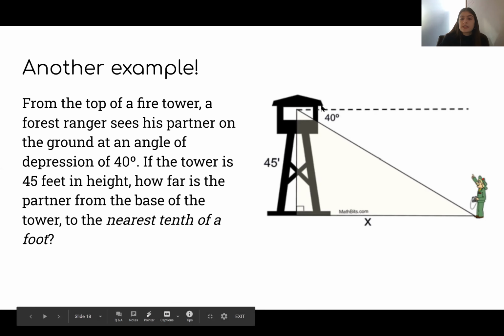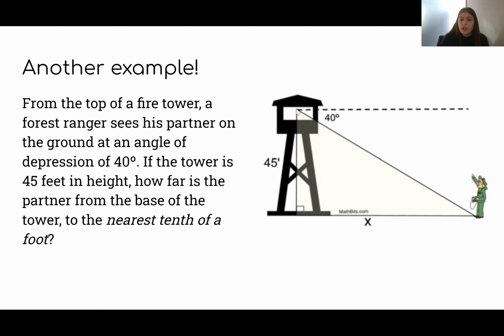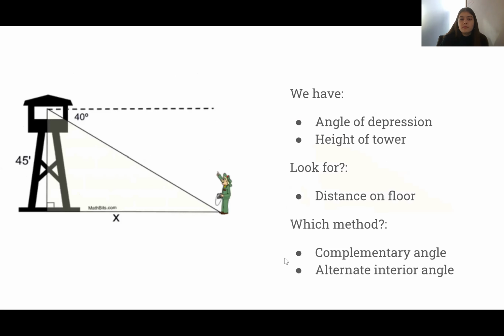So that means it's going to look something like this. So there's a fire tower, right? The angle of depression looking straight downwards is 40 degrees. The height of the tower is 45, and then we're just trying to find out how far this partner is from the tower. Okay. So we have our angle of depression, we have our height, we're looking for the distance.